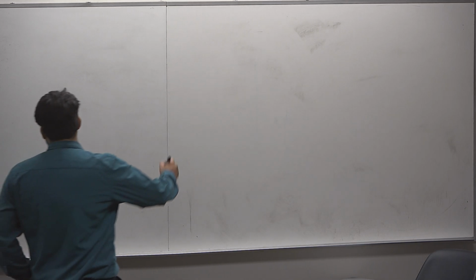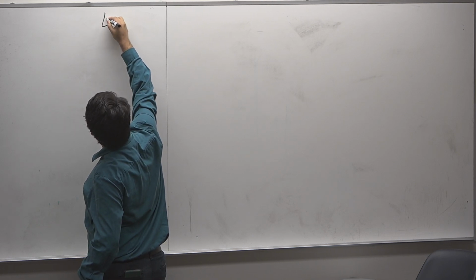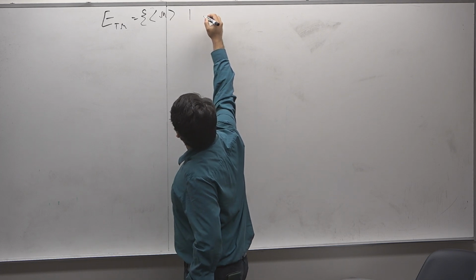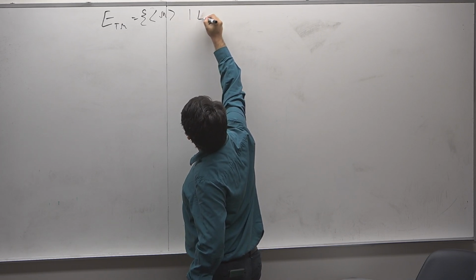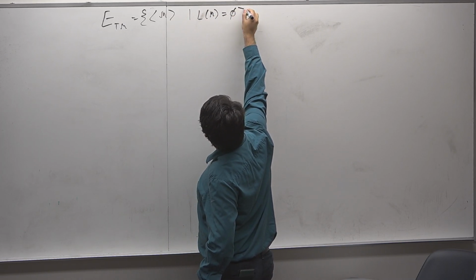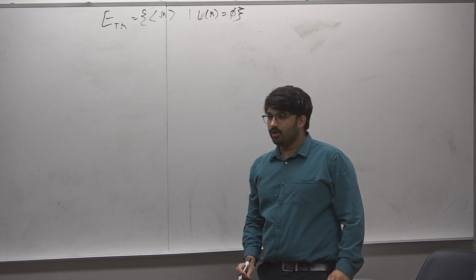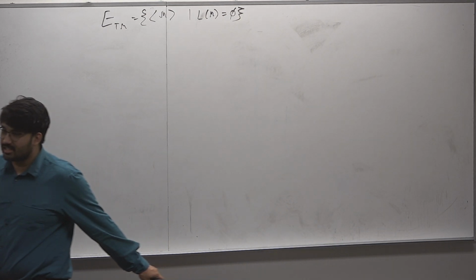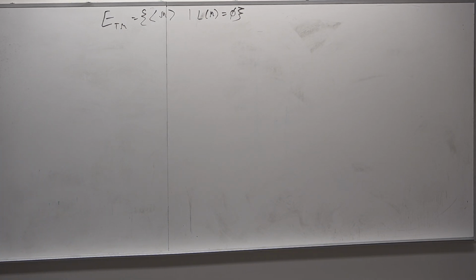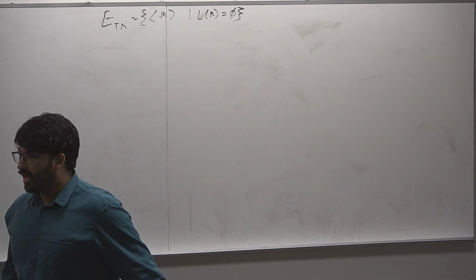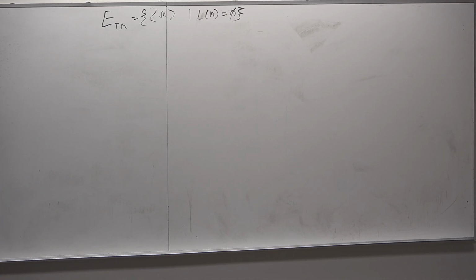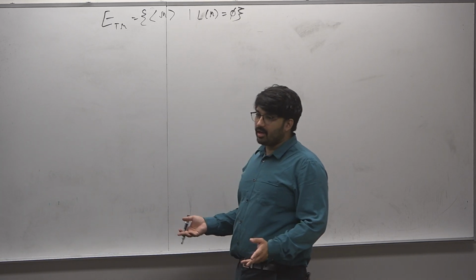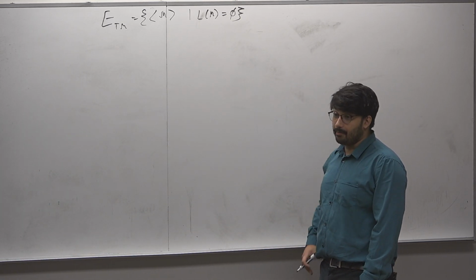Let ETM be the language of machines, not machine-word pairs, but just simply machines, such that the language of this machine is empty. So for example, this language contains machines such that the machines accept no strings. That means they either reject all strings, or they get stuck in a loop on some strings but reject the others, or they get stuck in a loop on all strings. Some combination of these are the machines that are in ETM.